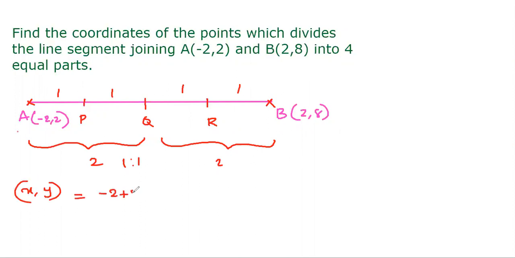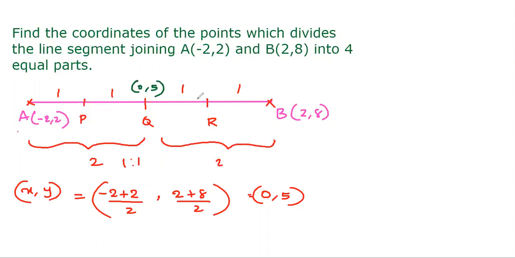That is (-2 + 2)/2 and (2 + 8)/2. These are the points: 0 and 5. So we found the coordinates of Q, that is (0, 5).